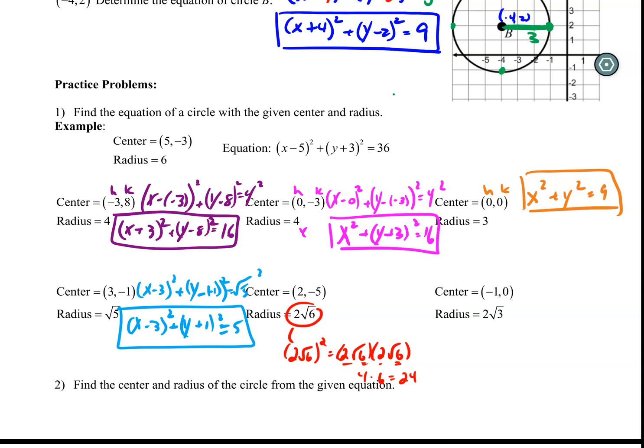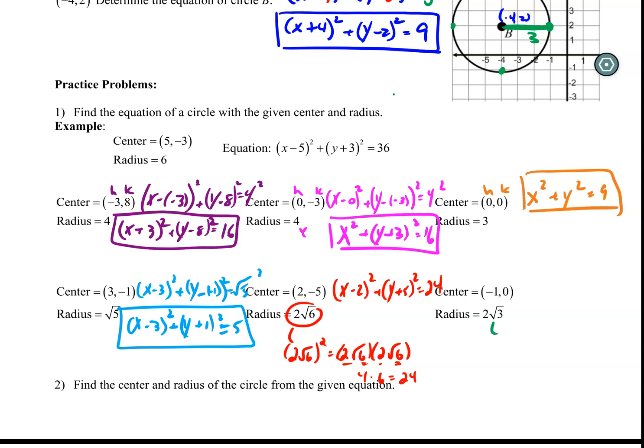So if I was to write this one, you're going to have x minus 2 squared plus y minus a negative 5 is plus 5 squared. And now that whole thing equals 24. Okay. All right. Same thing over here.